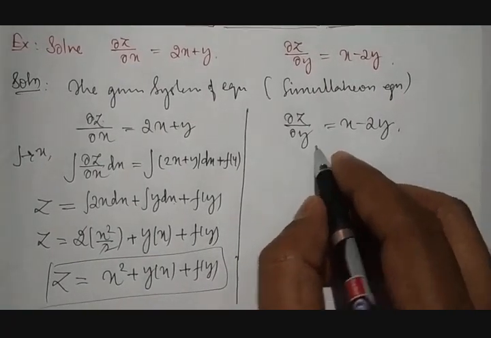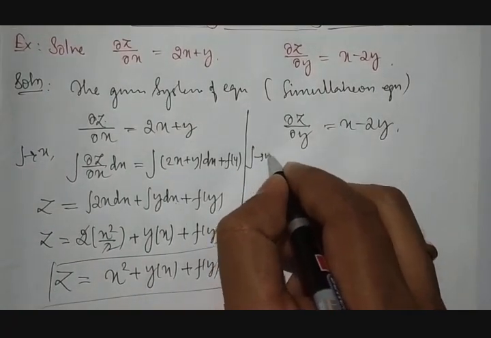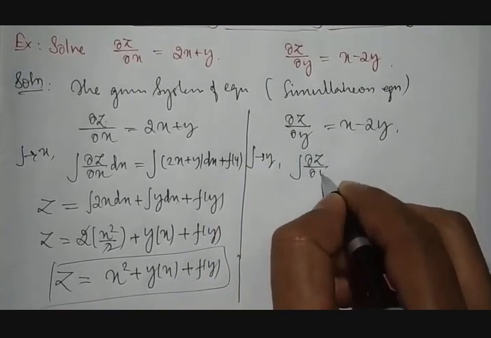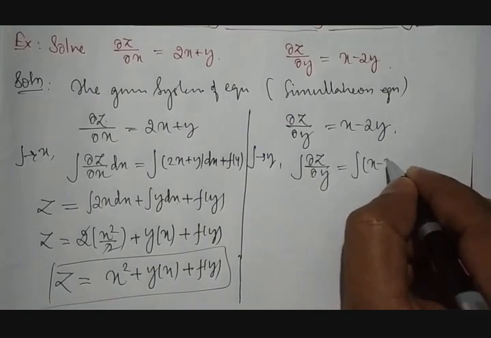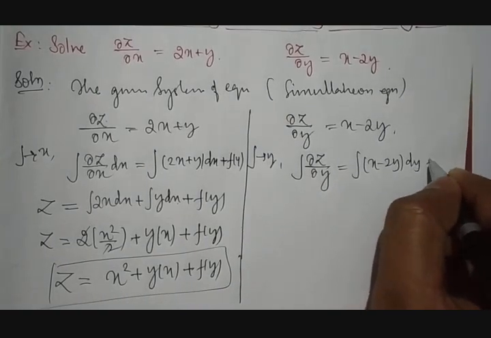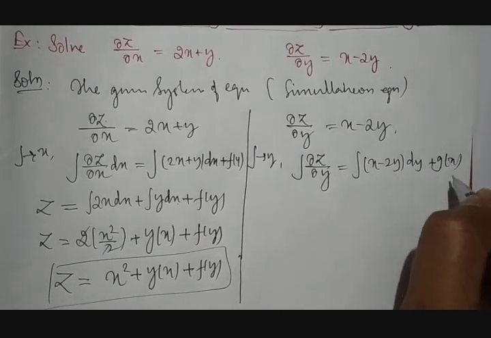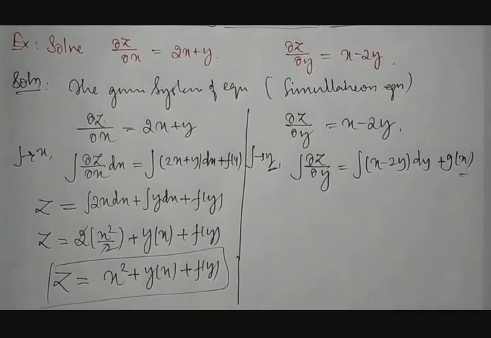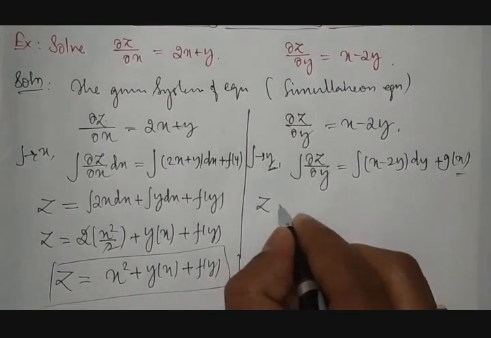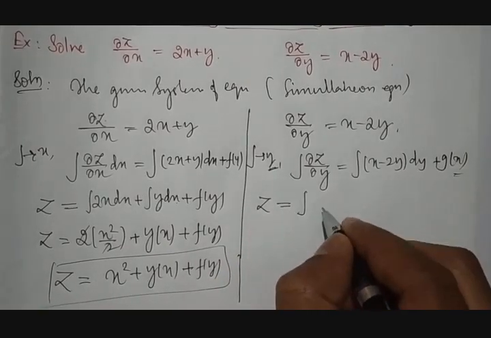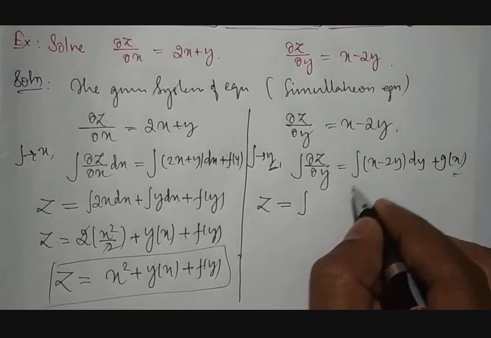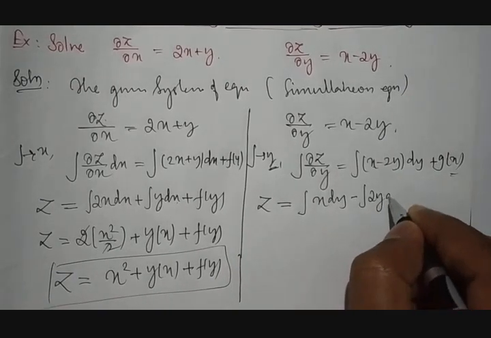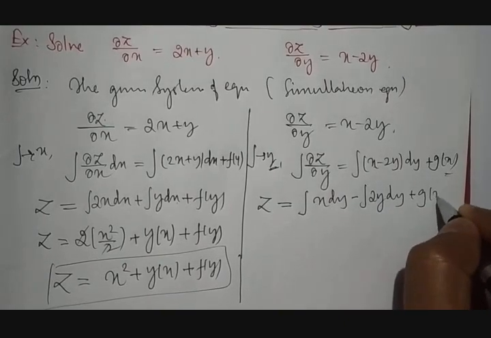One more equation is there. So this has to be integrated with respect to y because it is a derivative with respect to y. Then we get the integration of ∂z/∂y is equal to the integration of x minus 2y with respect to y plus g of x, constant, because it is going to be integrated with respect to y. So g of x will be constant. Therefore, z is equal to, again I take separate integrations for individual terms, the integration of x with respect to y, then minus the integration of 2y with respect to y, plus g of x.